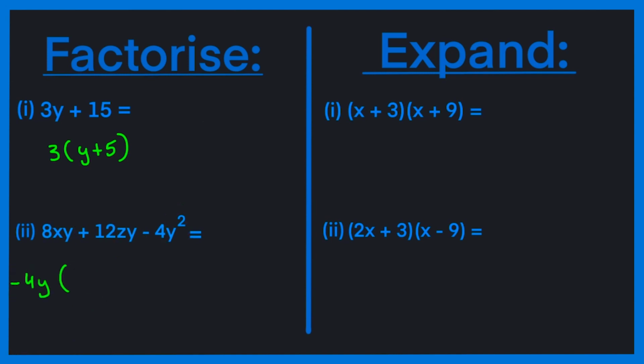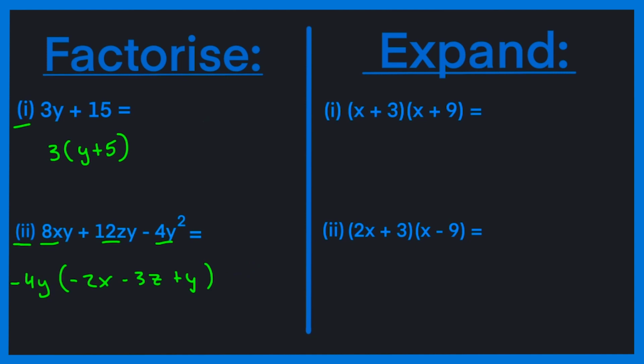So now that we know what our highest common factor is between all of these terms here, we can simply divide each of these terms by minus 4y and put them inside the bracket. So 8xy divided by minus 4y, well, we look at the whole numbers first. So 8 divided by minus 4 is minus 2. xy divided by y is x. 12zy divided by minus 4y is minus 3z. And minus 4y squared divided by minus 4y is plus y. So this here would be our correct answer.